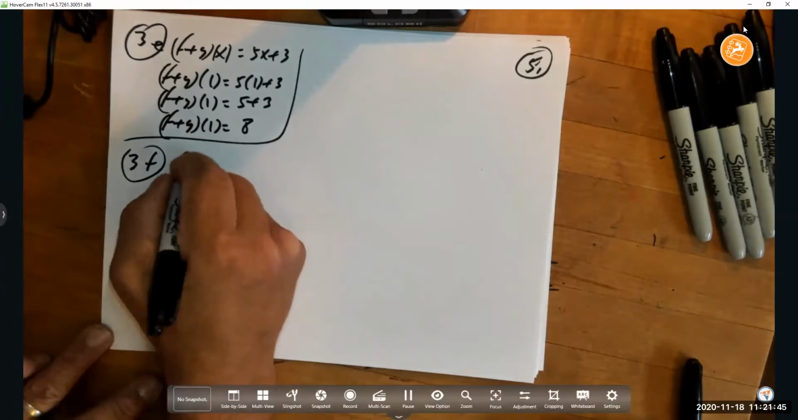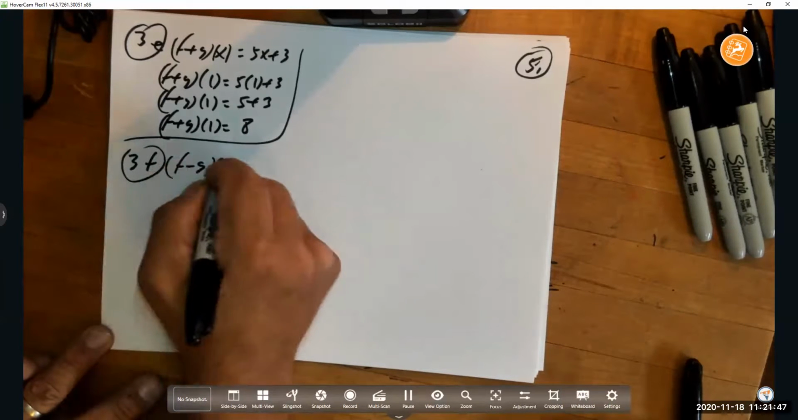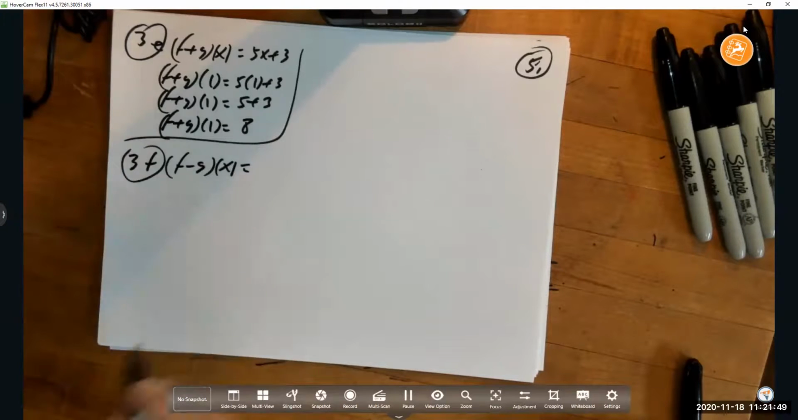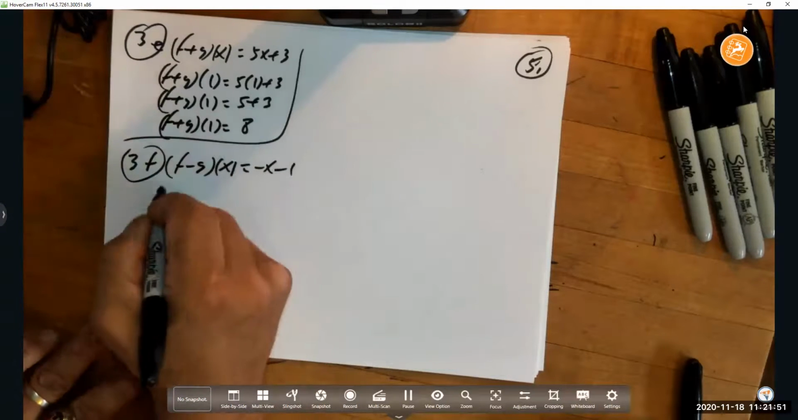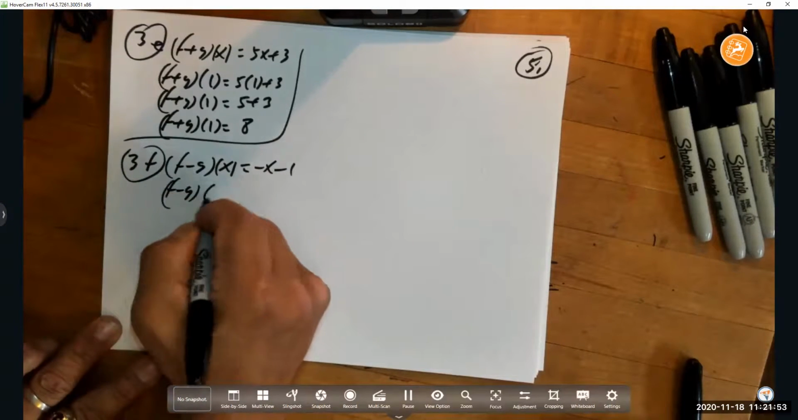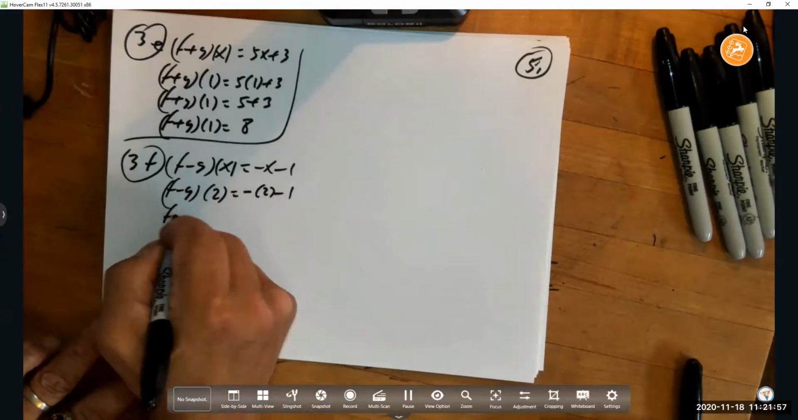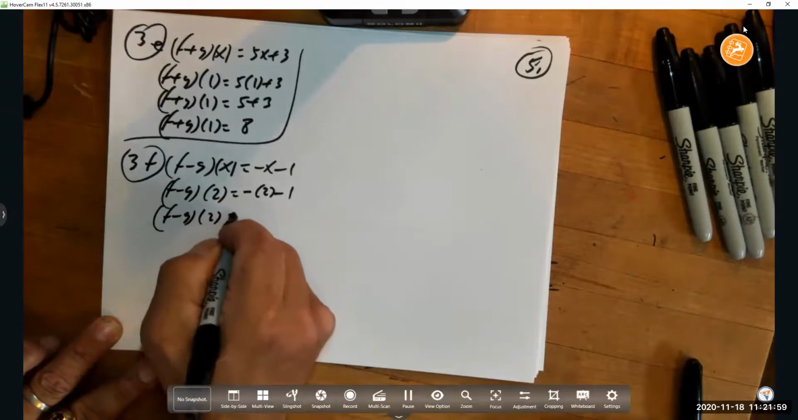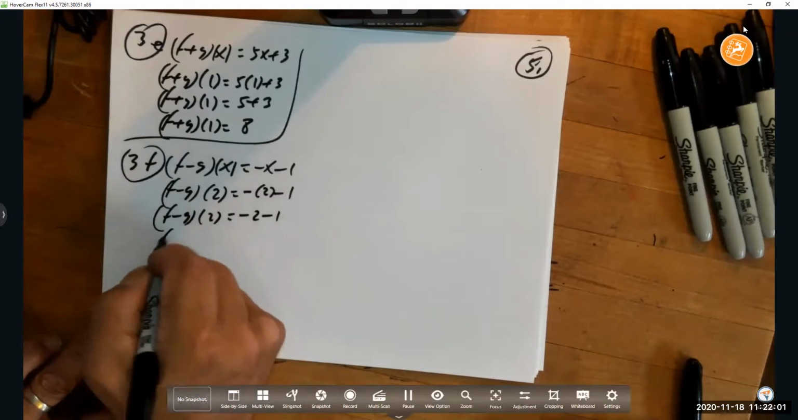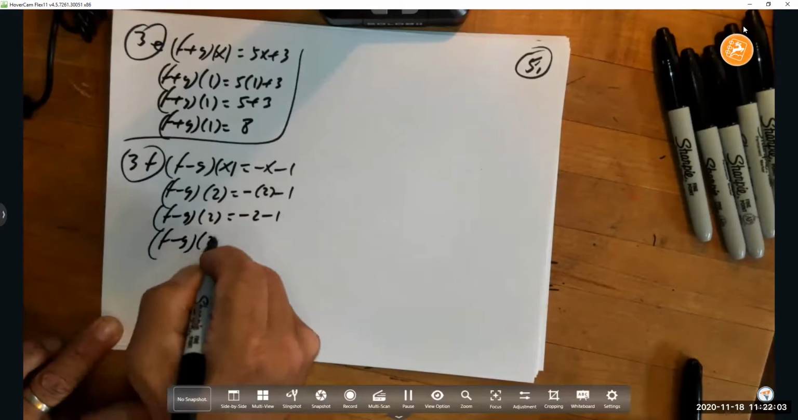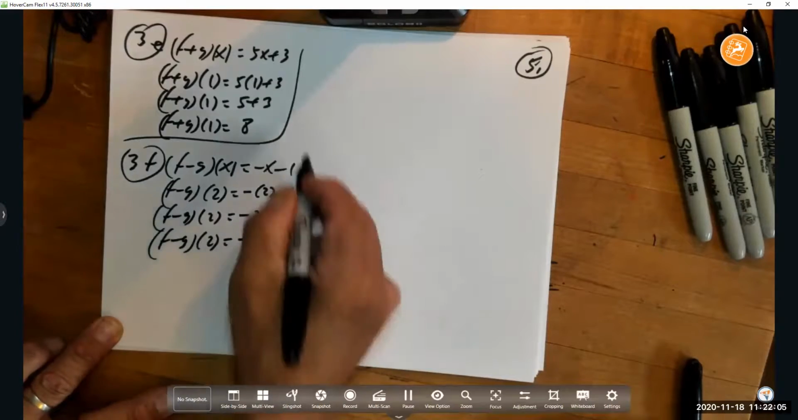3f. f minus g of x is negative x minus 1. So f minus g of 2 could be negative 2 minus 1. Could be negative 2 minus 1. It's going to be negative 3. That one's done.